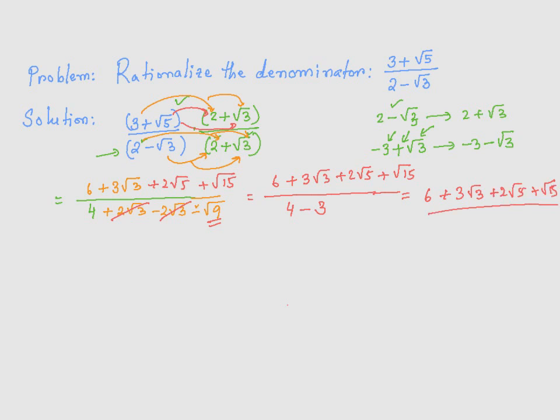The objective here is to get rid of the radical value in the denominator, and we did. Even though the numerator doesn't look very pretty, it is still acceptable.